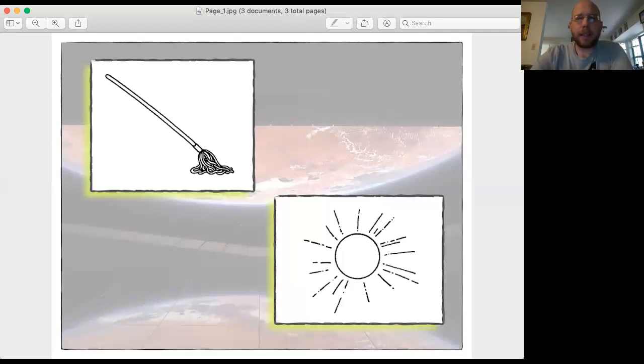And on my screen, I have two pictures. We're going to start with the first one. This is a picture of a mop. So what's the first sound that you hear in the word mop? Very good. Mop. And the next sound? Ah. And this final sound.